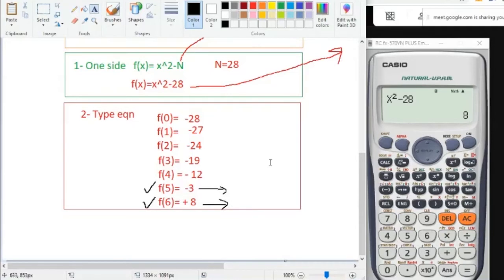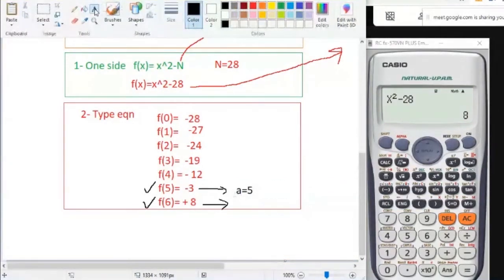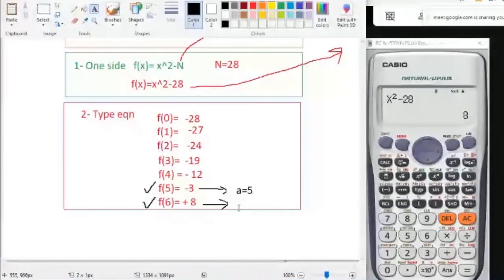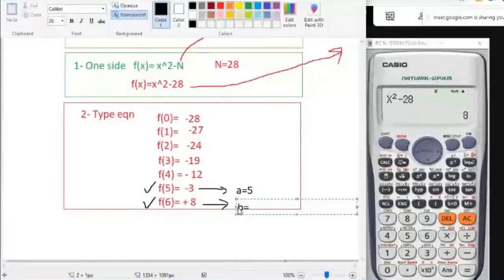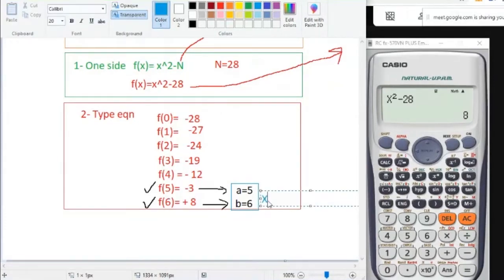Then A equal to, I think 5, and B equal to what? B equal to 6. Then now I have with me A and B. What should I do with them? I hope you remember. Take the average. Yes, take the average of them. Correct. The average between them, which is x naught, I used to rename it x naught, equal how much? 5.5.